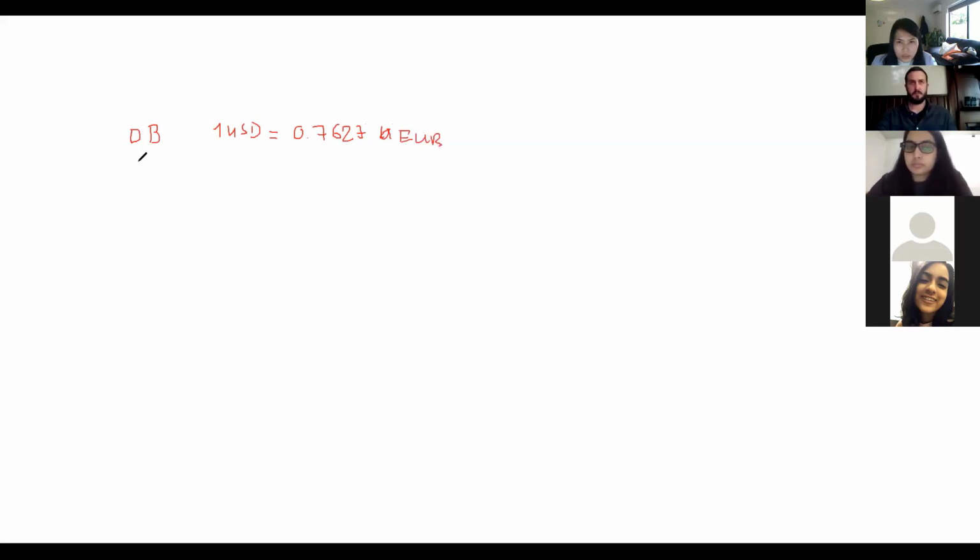Credit Suisse. So here 1 USD is going to be traded for 1.1806 Swiss franc. Finally, UBS. So for UBS, 1 Swiss franc is going to be equal to 0.6395 euro.